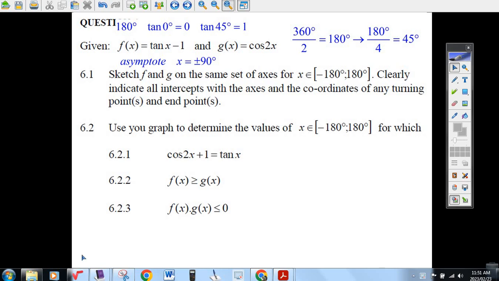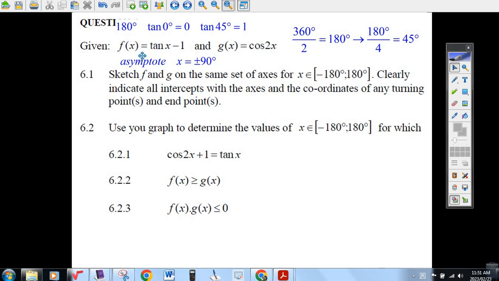Okay, this is question 6.1 of the grade 11 trig revision, and we're going to do a graphing question. Let's just take a look at it. It says you're supposed to graph f of x equals tan x minus 1, and another function, g of x, equals the cosine of 2x.